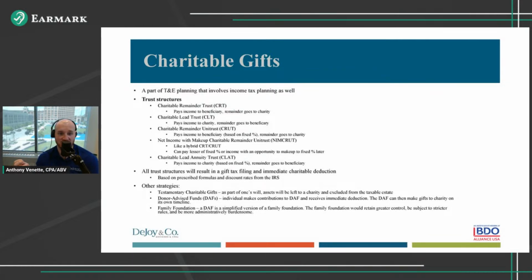Charitable lead annuity trust, or a CLAT, right? This is very similar, but kind of the same way that a CLT was a mirror of a CRT, we have the same thing here with the CLAT relative to the NIM CRUT. So same case here, where income is going out based on a fixed percentage to a charity now instead of a beneficiary, and the remainder goes to the beneficiary.